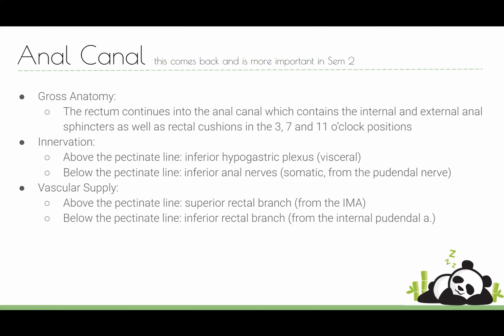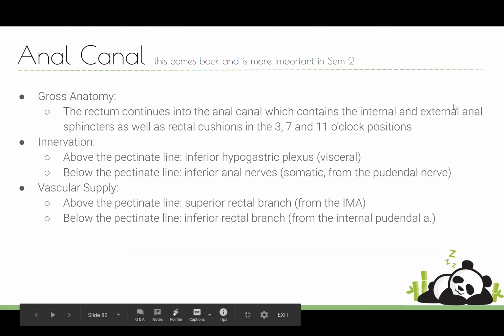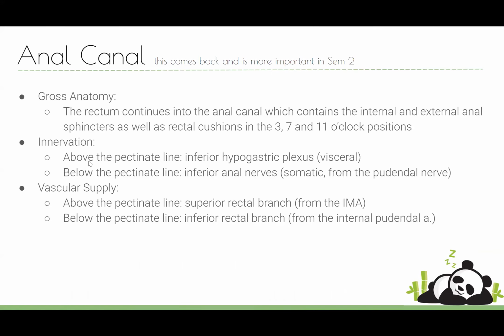So the anal canal is what the rectum continues into. Gross anatomy wise, it continues into the anal canal, and we have these little cushions which aren't really that important. But it contains an internal and external anal sphincter, which is important. So above the pectinate line is the inferior hypogastric plexus, the same as the rectum. And then below the pectinate line is the inferior anal nerves, the somatic supply.